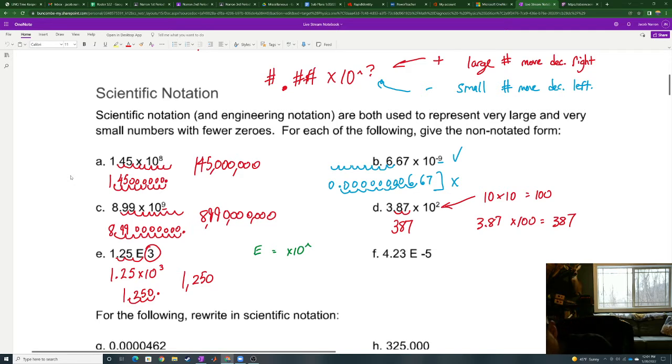As we look at F, we see this is a negative 5, and so I'm going to go 1, 2, 3, 4, 5 to the left. That means I'm adding 1, 2, 3, 4 zeros, and then the decimal is going to go right there. So this is 0.00001234.